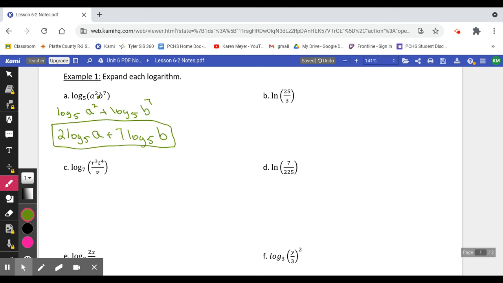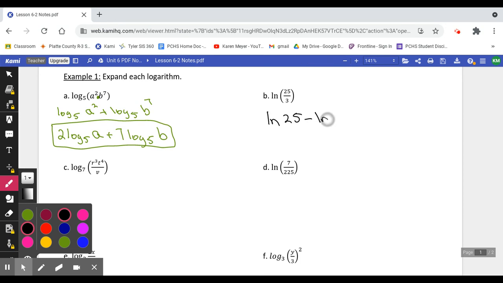Okay, so on the second one, ln of 25 divided by 3. Well, I'm going to say that's my second property because I see division, and division means I get to change it to subtraction. So I'm going to do ln of 25 minus ln of 3. And I'm done because there's no powers, so I don't have anything to worry about.